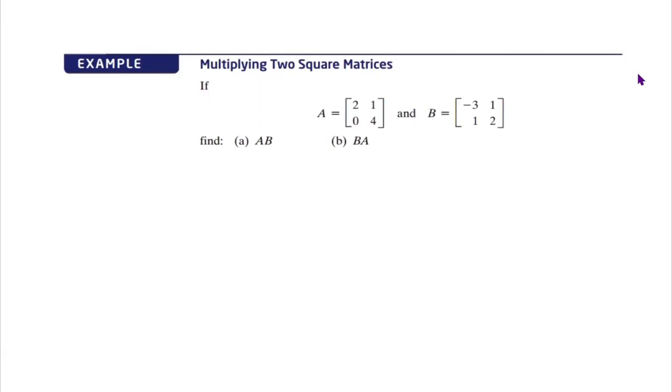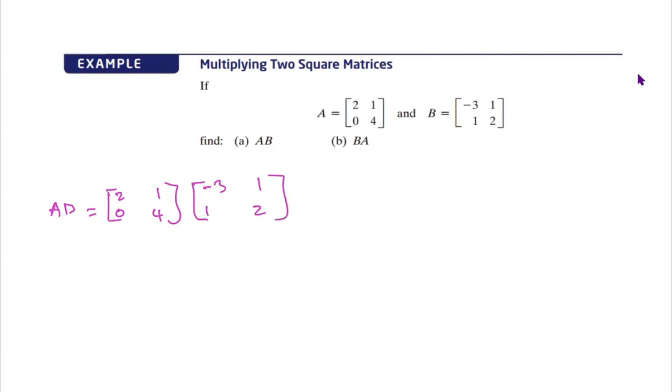You read it by rows, from left to right: row 1 first, row 2, and so on. So A is 2, 1, 0, 4, times B, which is negative 3, 1, 1, 2. Now let's go ahead and multiply AB. So we have AB equals the first square matrix 2, 1, 0, 4 times the second square matrix negative 3, 1, 1, 2, right?